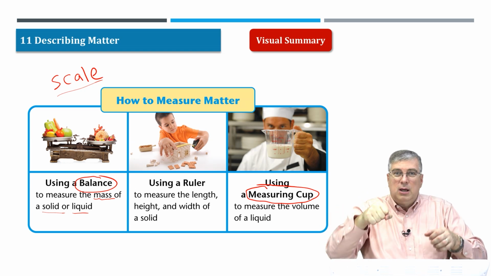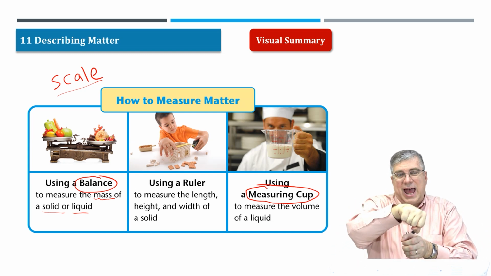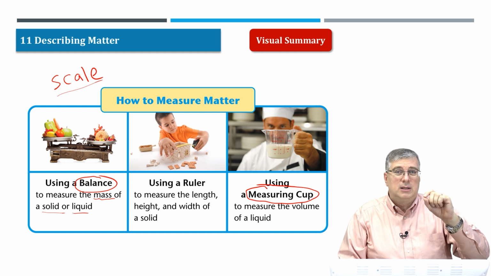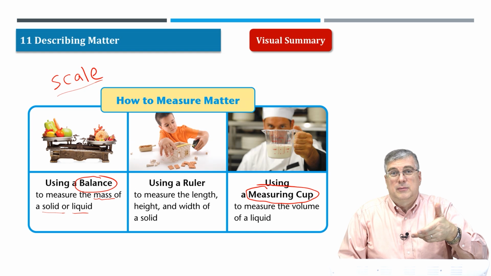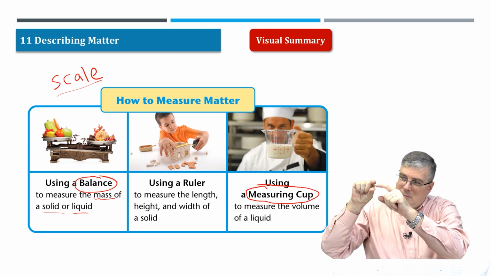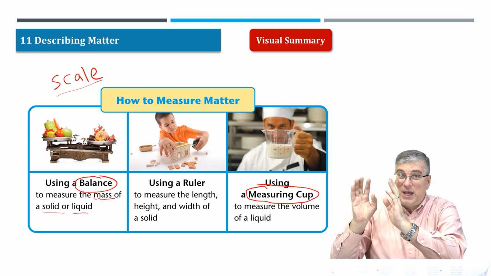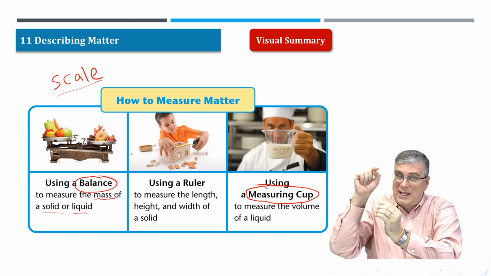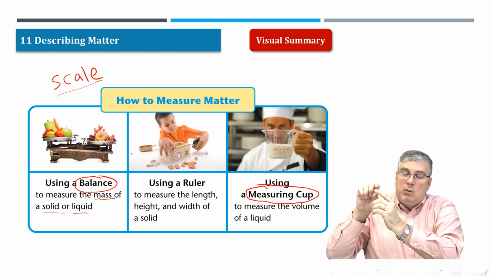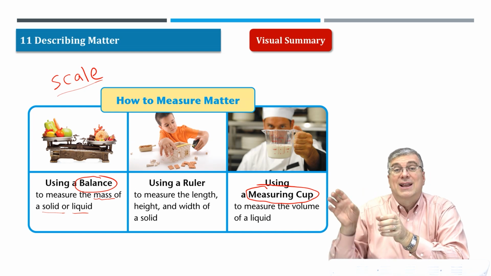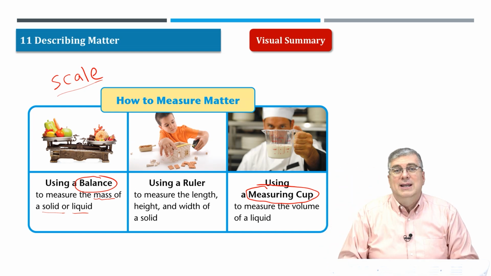So when they're cooking, they want to know how much water to add to the dough or how much oil to use in a certain dish. So they might use a measuring cup, which has little marks on the sides of the cup. Depending on the size of the cup, how big or how small it is, that line will move up and down. And they want to measure the volume. What is the volume of a certain liquid? A liquid that we pour into something.